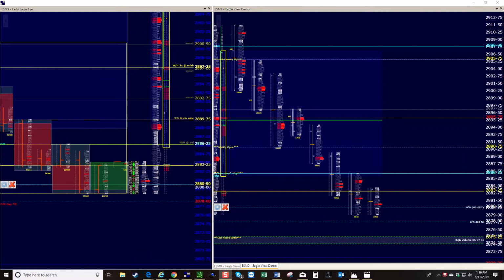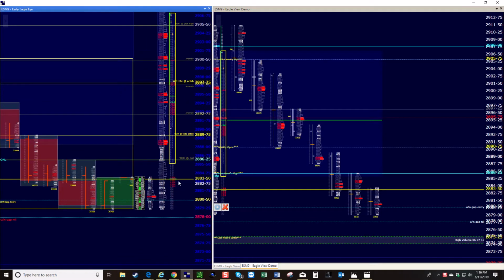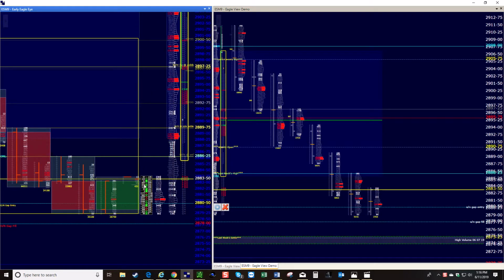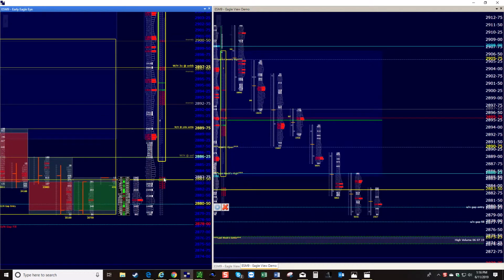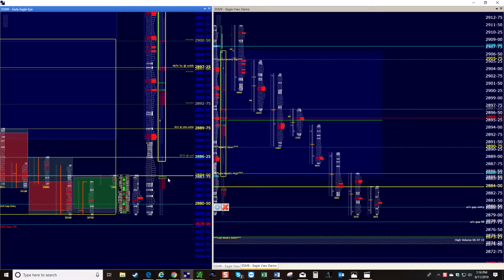I talked about that one tick double distribution that has since been filled. Please excuse my software, I need to reset my program, so we'll figure that out later. I want to monitor this trade that I'm currently in.